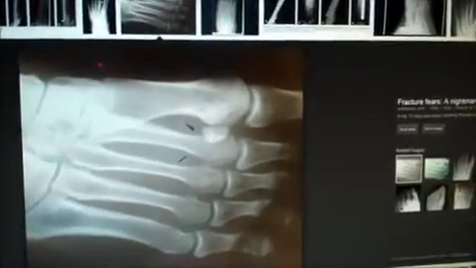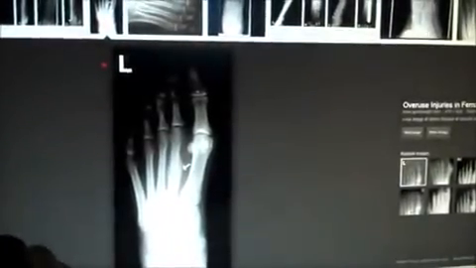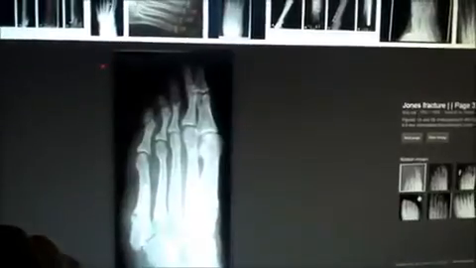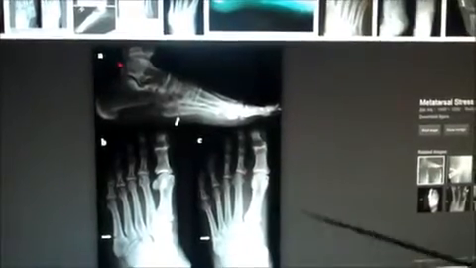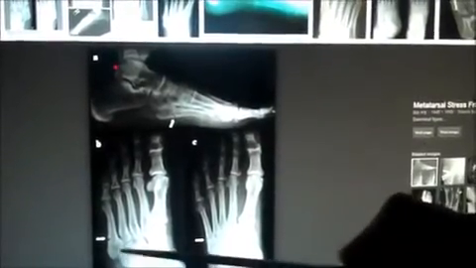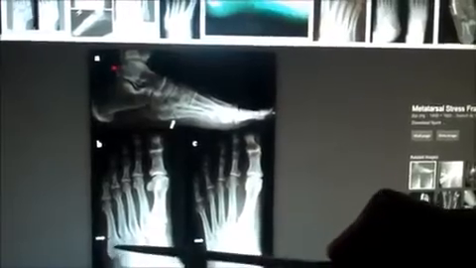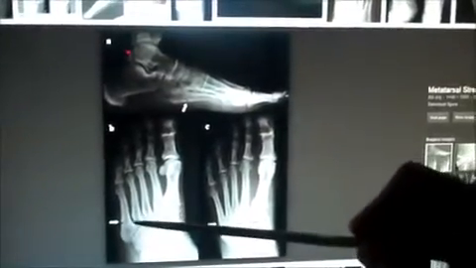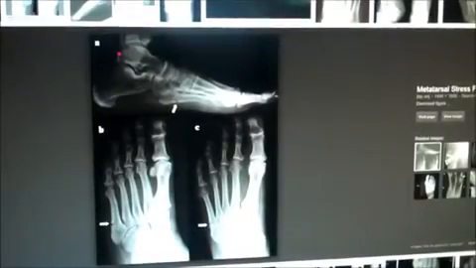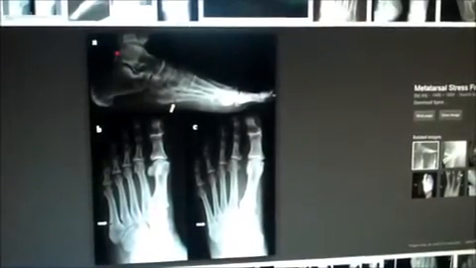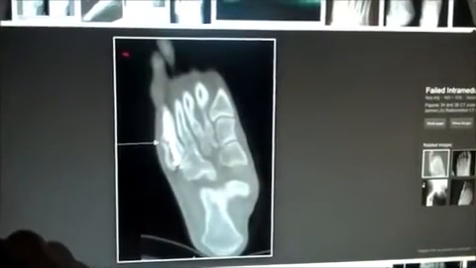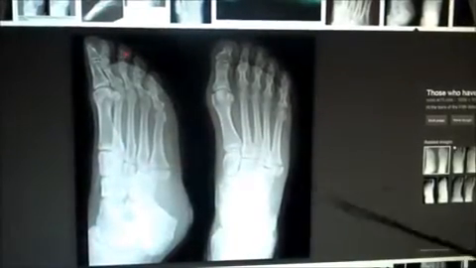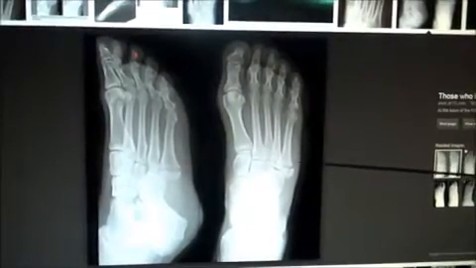Here is, I'm going to go back a little bit. This is another Jones fracture right here. It's right between the base of the fifth metatarsal and the midshaft, again an area where there's not good blood supply and there's very slight displacement. If it healed exactly where it was, it'd be fine, but the problem is these tend not to heal. Now, here is an avulsion fracture, the base of the fifth metatarsal.